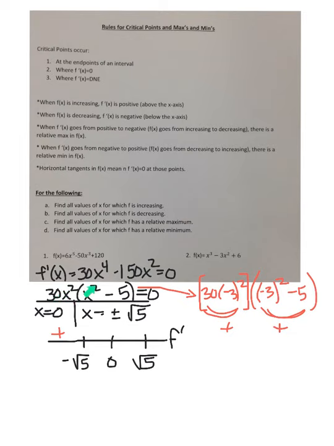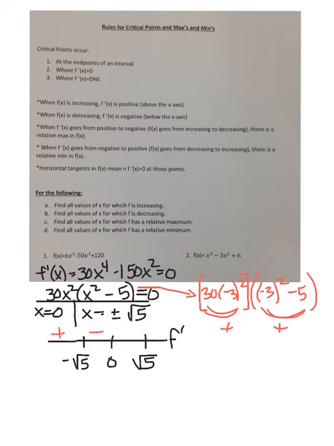And then when I plug in -1 here and square it, I get 1, right? But 1 minus 5 is -4. So I had a positive times a negative, which means that would be a negative here, right? Okay, so I'm going to put a negative there.